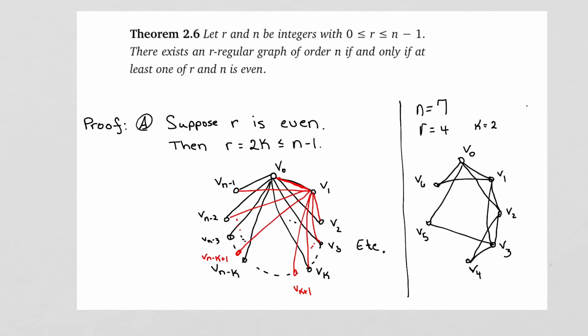Now if I look at v4, the counterclockwise direction is done. The clockwise direction, I'll add in v5 and v6 from v4. And then finally at v5, the counterclockwise direction is done. In the clockwise direction, I want v6 and v0 is already there. And v6, there's nothing to do because all of the edges are there. So there's my 4-regular graph of order 7.